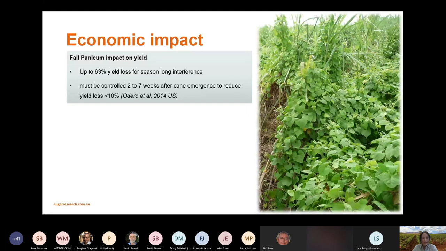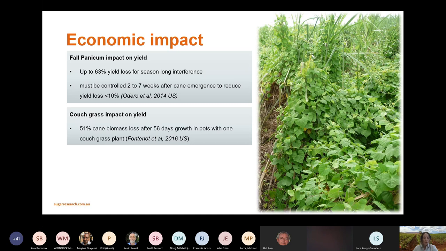Another species that has been studied in the U.S. is fall panicum. It's not a species we've got in Australia, however, it's very much related to our panicum species, such as guinea grass. They found up to 63% yield loss for season-long interference, and found that the critical period for control was 2 to 7 weeks after cane emergence, so the yield loss remained below 10%. Also, an American study on couch found in pots that 51% cane biomass can be lost after 56 days growth in pots with one single plant of couch grass.